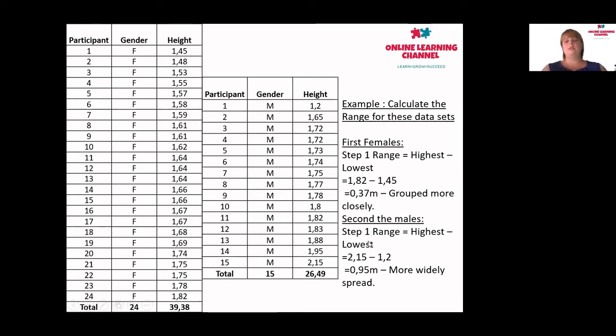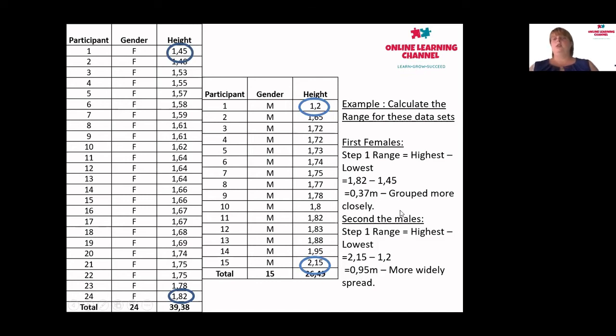Again, you're going to do the males. The highest one is 2.15 minus the 1.2, you get 0.95. That's the four values that you use. Now you calculated the range, but you don't actually know what this means. So let's just quickly look. Do you see this is 0.37 meters and this is 0.95 meters?